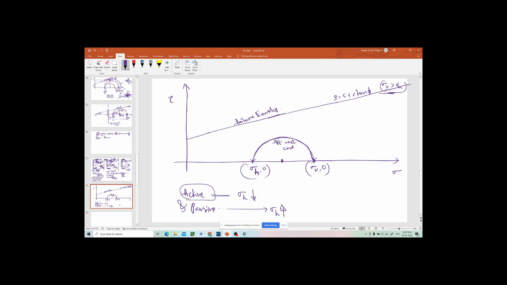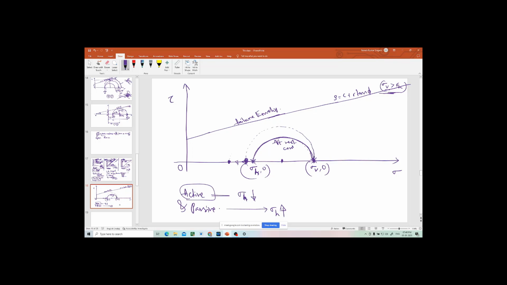Now what will I do? This is the original condition, the at-rest condition. Now I am decreasing the sigma h value because the wall is moving away, so sigma h is slowly going in this direction. At one point the soil fails. After that you cannot move further and cannot get more circles. Let us consider this point initially. So this is the Mohr circle.